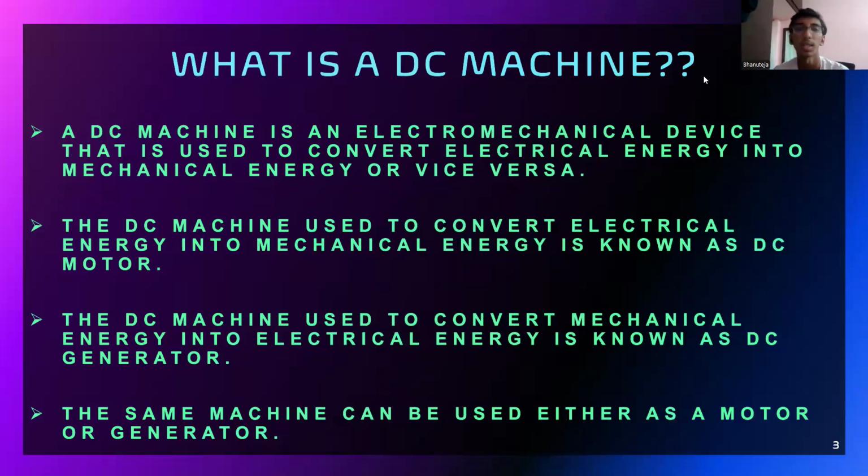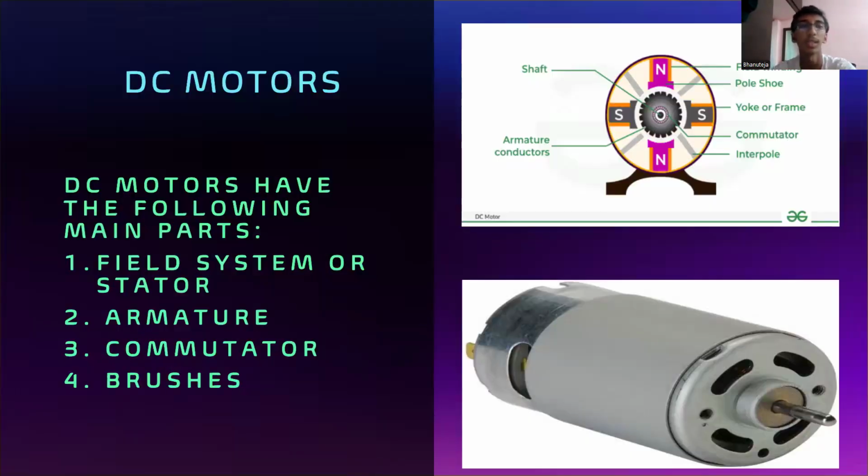So first, what is a DC machine? A DC machine is an electromechanical device which is used to convert electrical energy into mechanical energy or vice versa. The DC machine used to convert electrical energy into mechanical energy is known as a DC motor, and the other type is the DC generator, which converts mechanical energy into electrical energy. The same machine can be used either as a motor or a generator. Basically, the construction of the machine is similar for each case, but the working and the functions are completely different. So first, let's discuss DC motors.